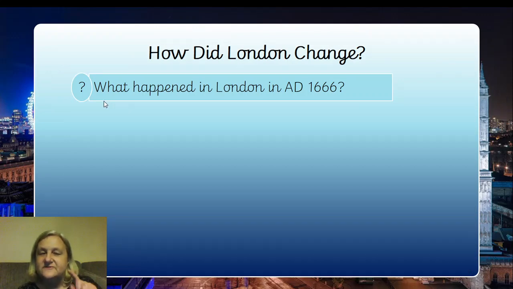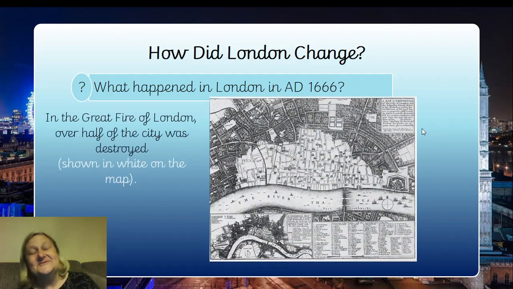Right, good question for you. Think back to your previous learning. What happened in London in AD 1666? And you remember, it's the Great Fire of London, and it destroys half the city.